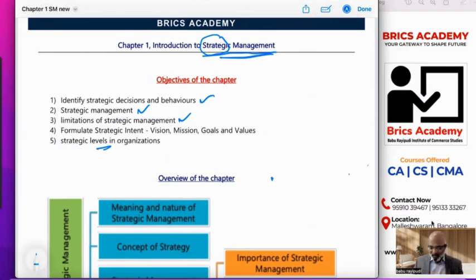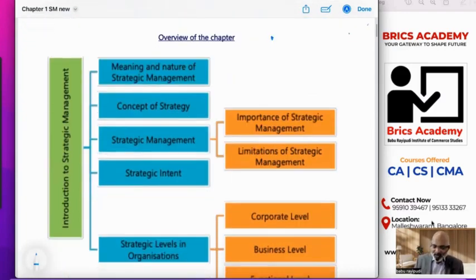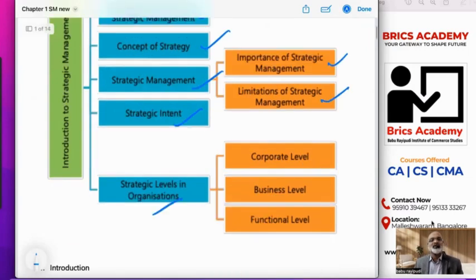Everybody clear? Okay. Now, this chapter outline, if you see, we are going to study what is strategic management. We're going to study the concept, what is strategy. We're going to study what is strategic management, and under it, the importance of strategic management, the limitations of strategic management, and what is strategic intent. Then what are the levels of strategic management? We have 3 levels. This is the chapter outline. So let us understand one by one slowly.